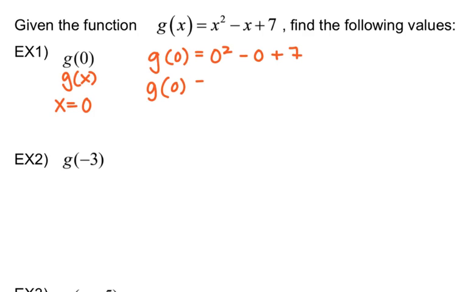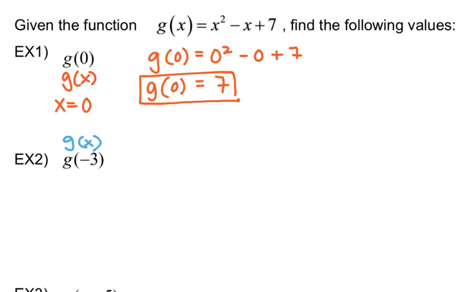And simplifying the right side of that equation, we get that g of 0 equals 7. So that would be our answer, 7. All right, let's try this again with g of negative 3.